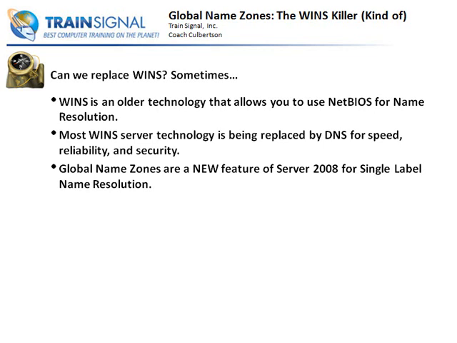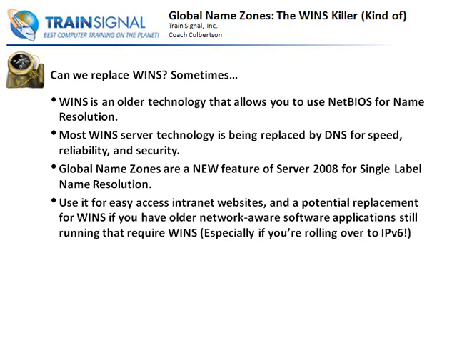Now, the reason for this is really twofold. You're going to use this for easy intranet websites, so if you have an intranet website you want to get to quickly and easily, you're going to use it. You're also going to use it as a potential replacement for WINS if you have older network-aware applications still running that require WINS. Now, if you're going to be rolling your network over to IP version 6, which a lot of people will in the next 5 to 10 years, you're going to want to include global name zones in your network design, because WINS is not supported in any form at all in IP version 6. It is an IP version 4 technology only.